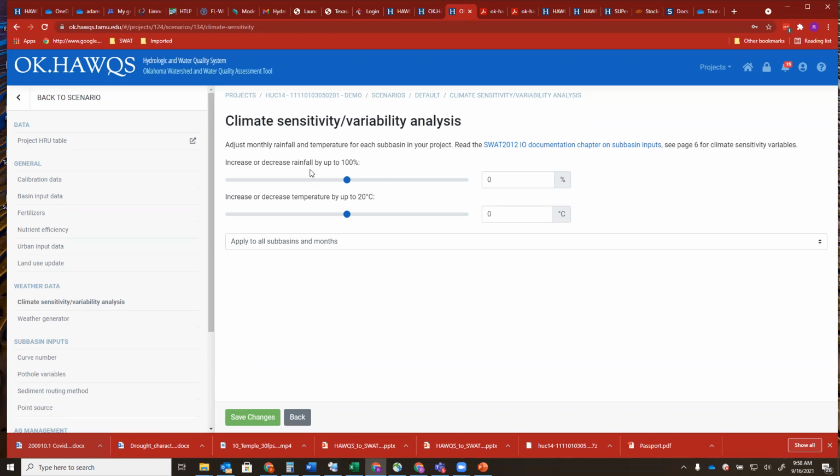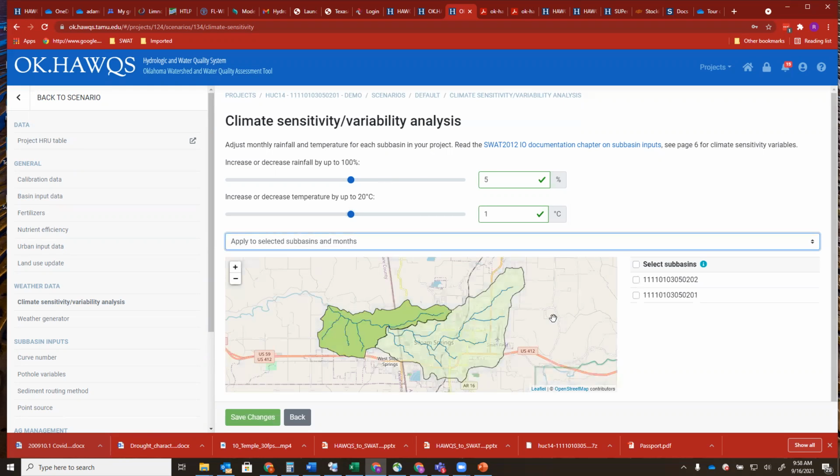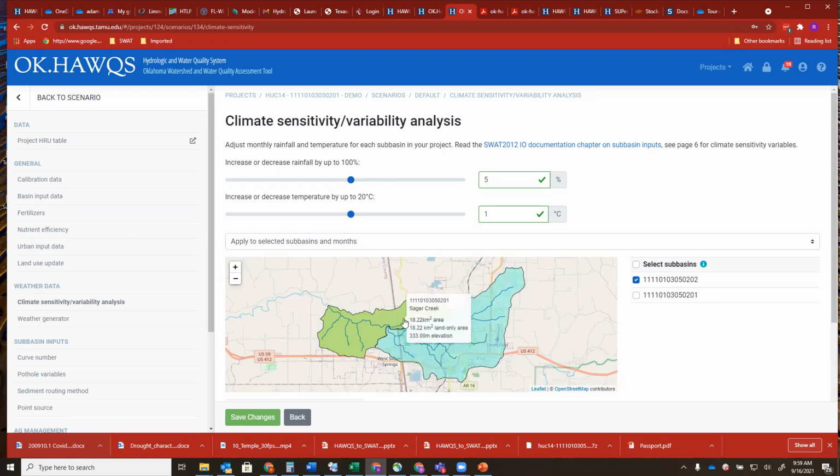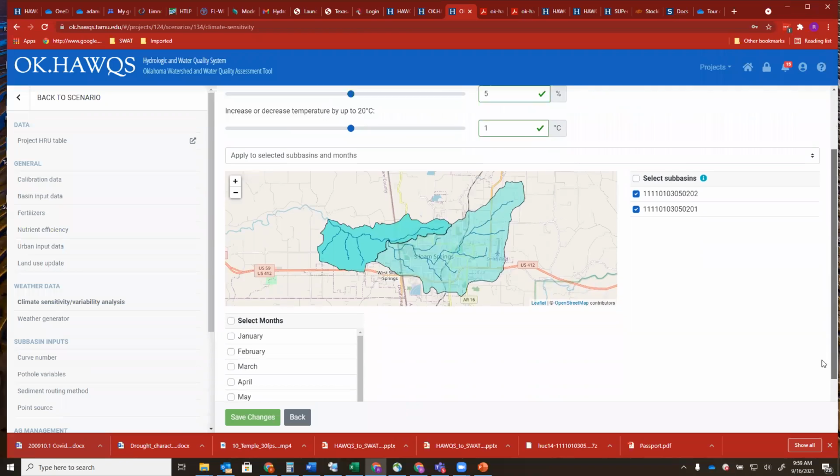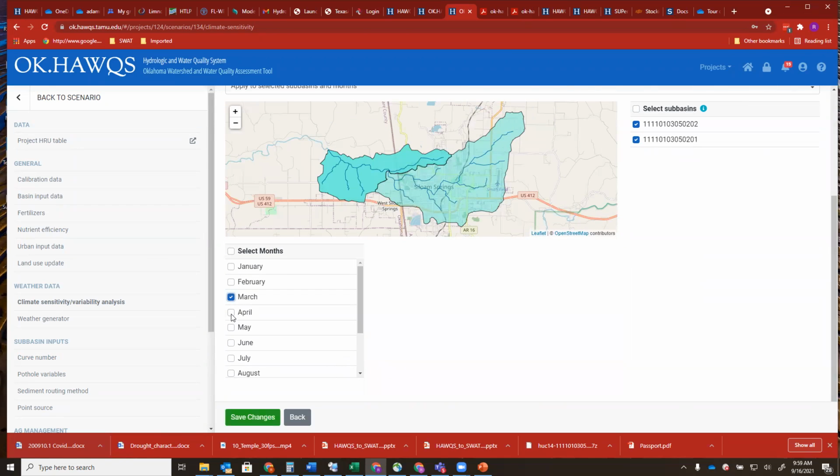So I can say increase or decrease rainfall. Let's say I want to increase the rainfall by 5%, and I also increase the temperature by 1 degree. Do you want to apply to all subbasins in all months or select them? I can select which watershed I want to apply to, only this one or also this one. Then I can say which month I want to apply it to. Do I want to apply it only for March and April? That means every day when there is rainfall in the month of March, we'll automatically increase the rainfall by 10%, and every day the temperature will also be increased by 1 degree for that month.